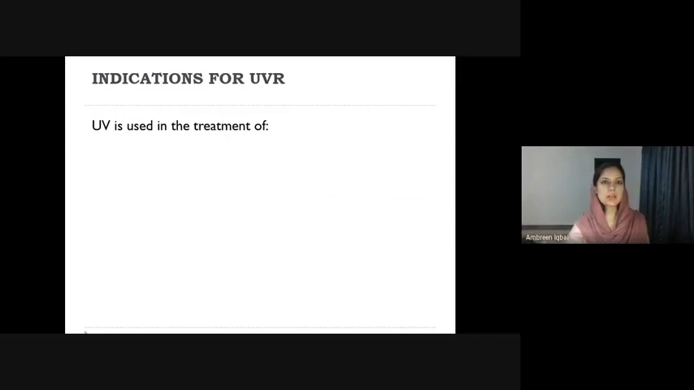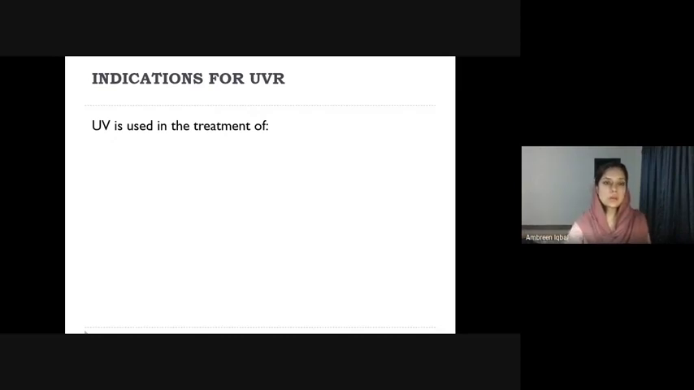Now we are going to start the indications of ultraviolet radiation. Indication means the condition in which we can use ultraviolet radiation. After studying in detail the physiological effects of ultraviolet radiation, we are able to understand in which condition, due to certain physiological effects, it can be easily used, and what the contraindications, possible adverse effects and possible precautions for ultraviolet radiation are.